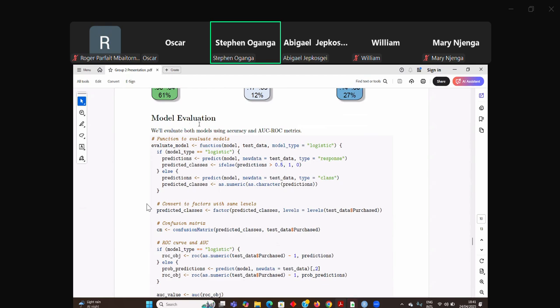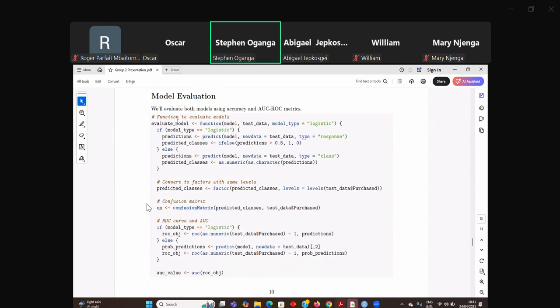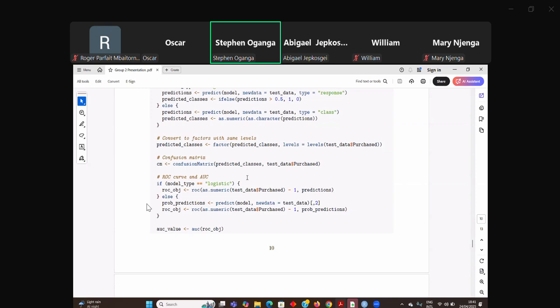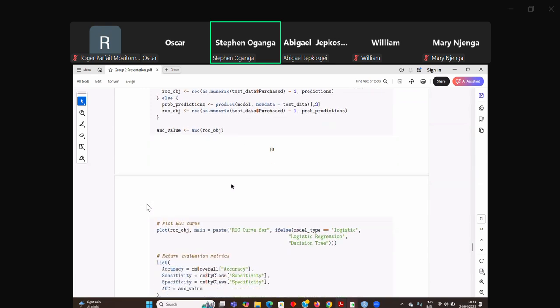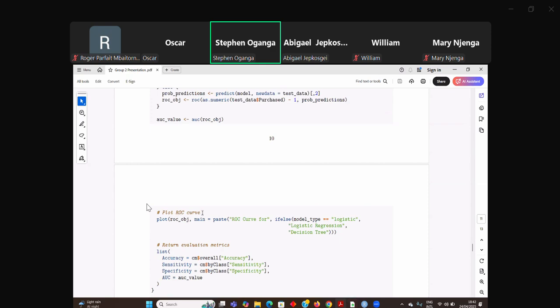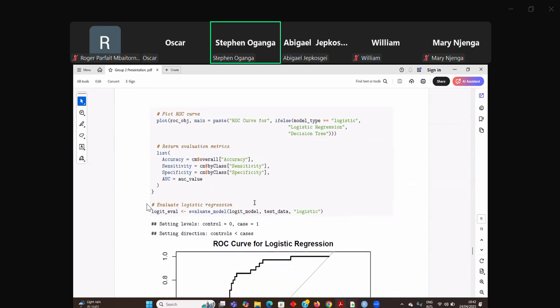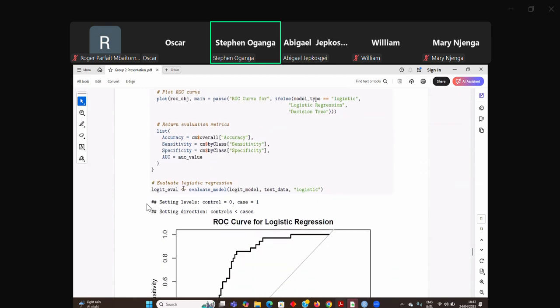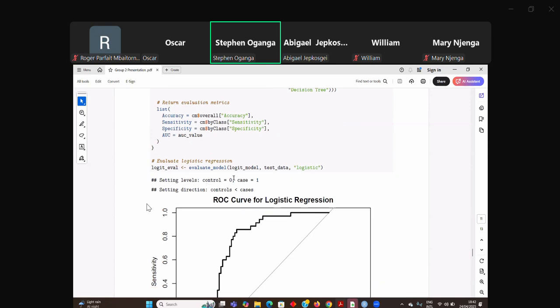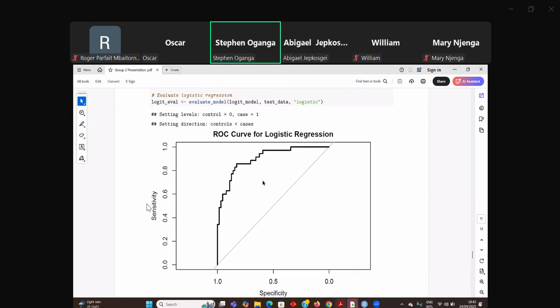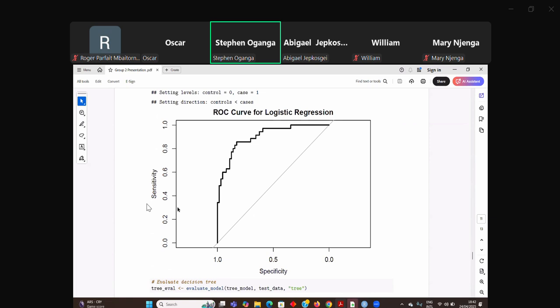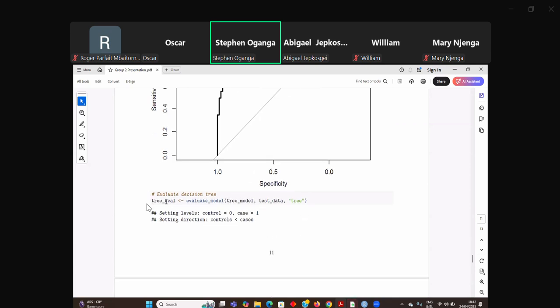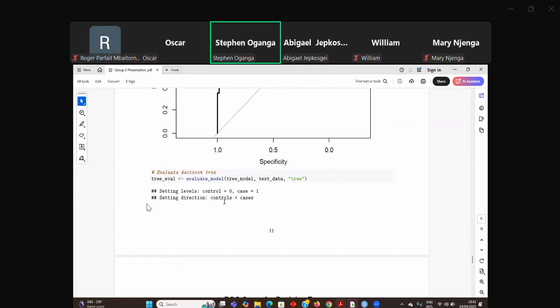So we did the model evaluation and we used accuracy and AUC metrics. This is the function to evaluate the models. This is the plot for the ROC curve. And this is the evaluated logistic regression. We use sensitivity against specificity. And this is the evaluation for the decision tree.